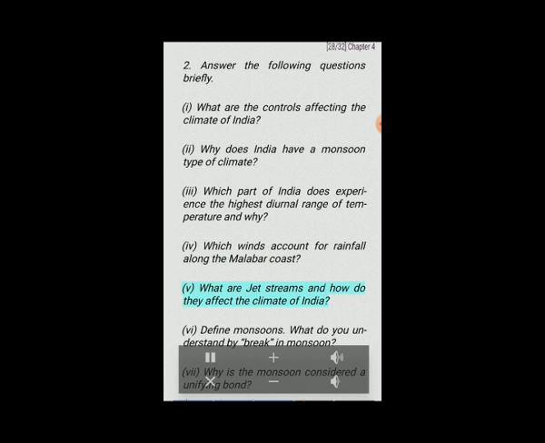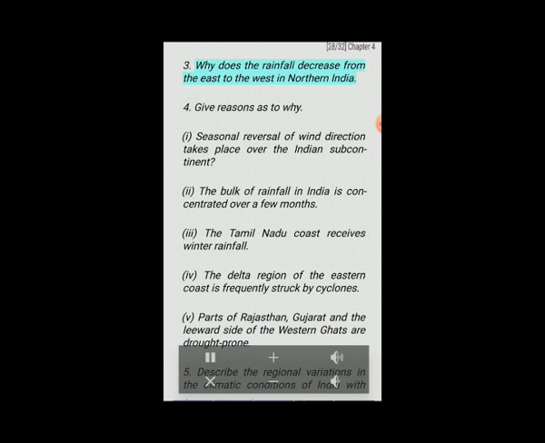B. What are jet streams and how do they affect the climate of India? B. Define monsoons. What do you understand by break in monsoon? B. Why is the monsoon considered a unifying bond? 3. Why does the rainfall decrease from the east to the west in northern India?